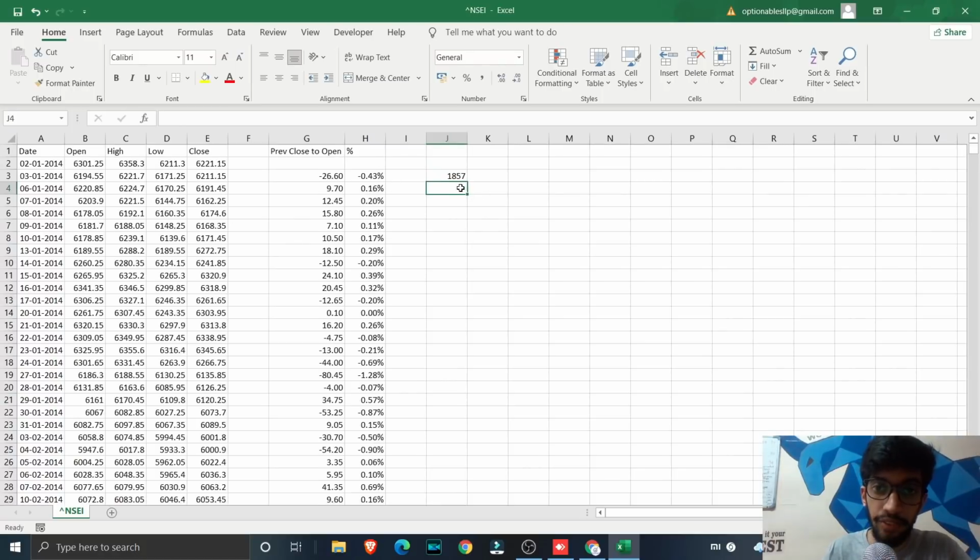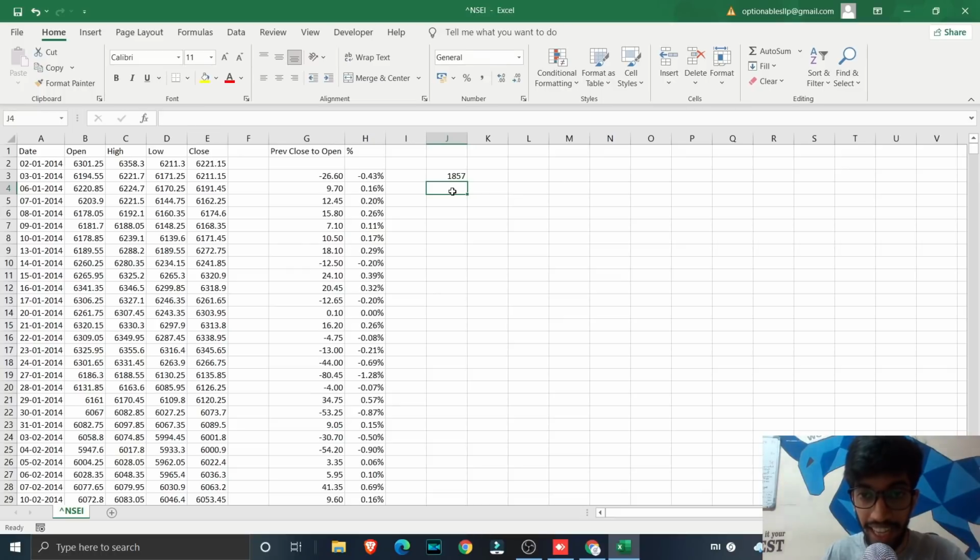So totally we have 1857 days worth of data, right? So what is the most simple thing we can calculate using this? We are not going to complicate this in any way. What is the most simple thing we can calculate?